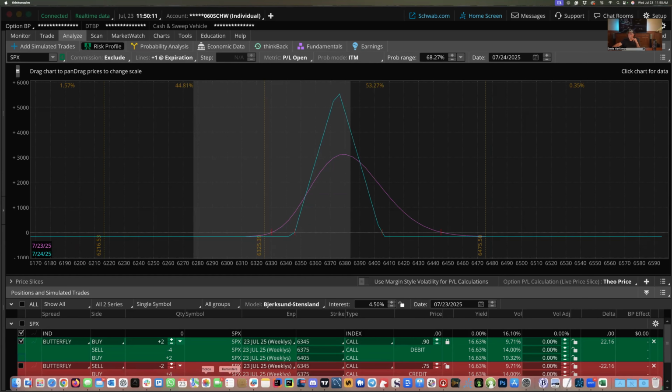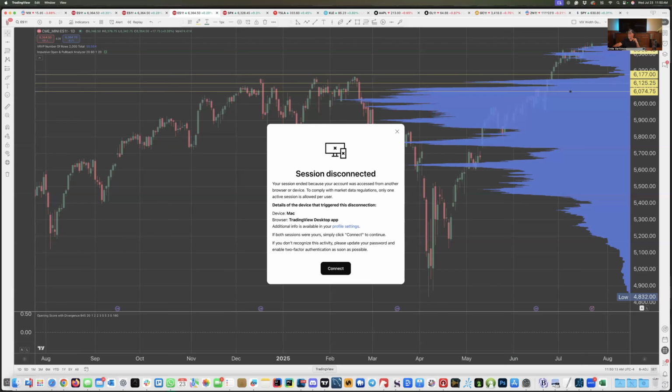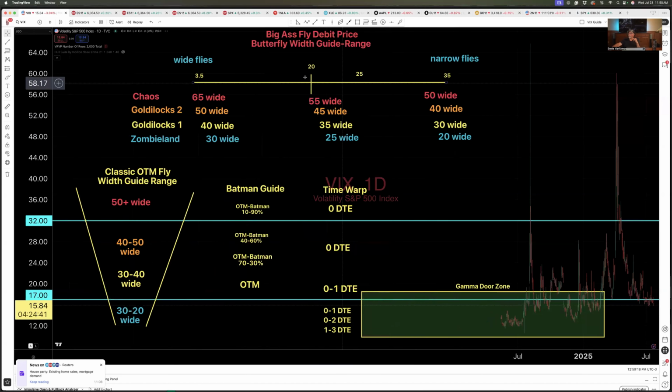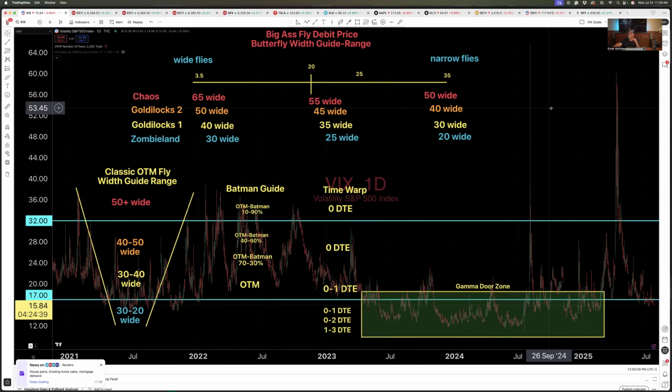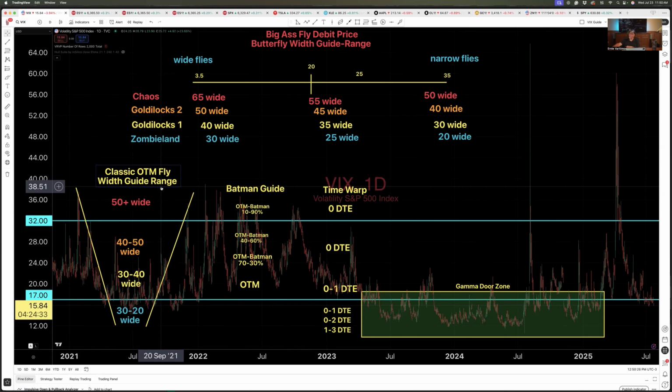So the very first thing we do is we look at the VIX, and this is our playbook for the out of the money butterfly. Over here on the left it says the classic out of the money fly with guide range. Depending on where the VIX is will determine how wide we go. Right now the VIX is way down here in what we call zombie land, so we choose between 20 and 30 wide. Now I made mine 30 wide. This is how you choose your width based on where the VIX is.